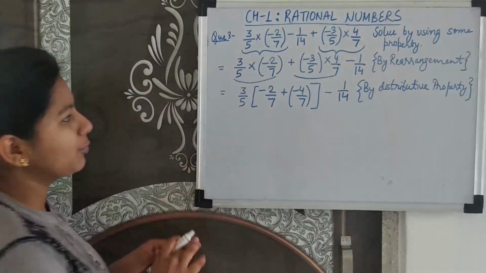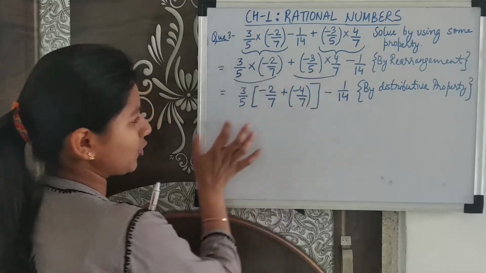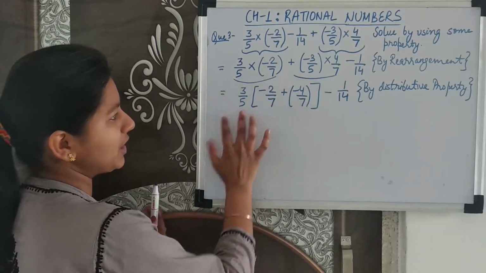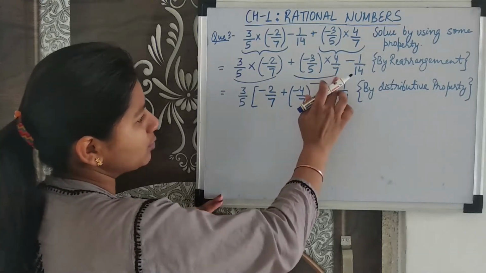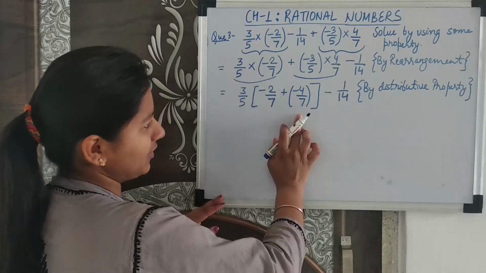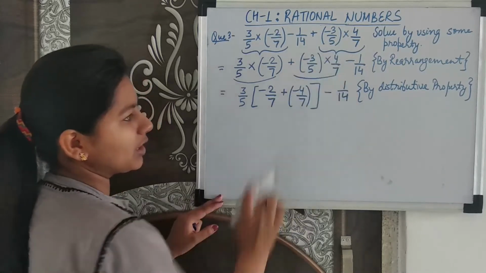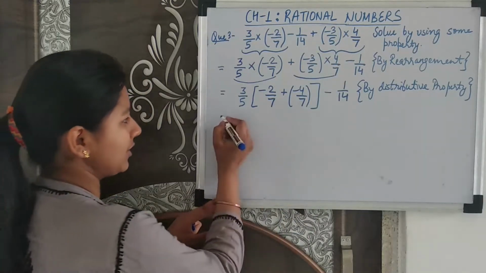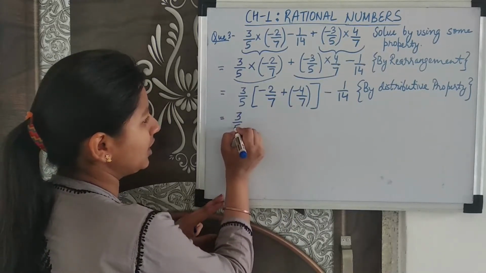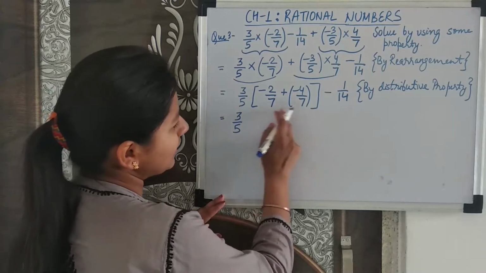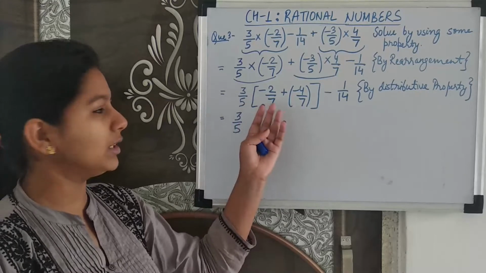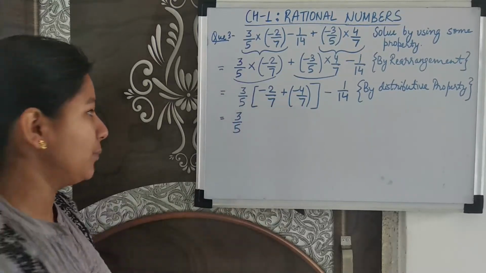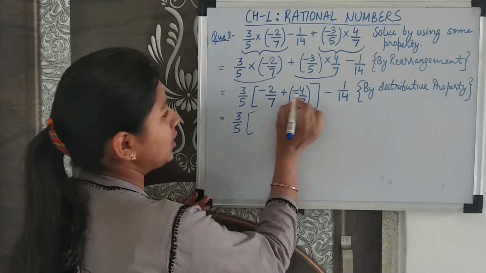Then by distributive property, I have taken 3 by 5 common from both these pairs. Now from this pair only minus 2 by 7 is left, and from this pair 4 by 7 is left, and its minus sign has been given to 4 by 7. Now first of all I will solve the bracket. In bracket you can see that both the denominators are same. So there is no need to apply LCM. But here two signs are there.